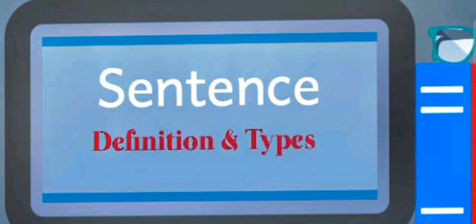I already uploaded some videos about sentence and its types, but I guess this video will help you much more than the previous videos. Firstly, let us talk about the definition of sentence and further the types of sentences with their examples.